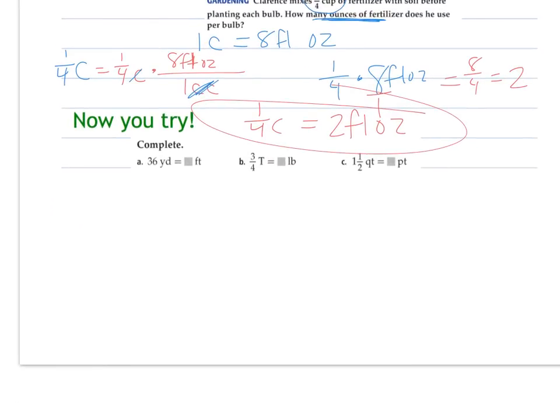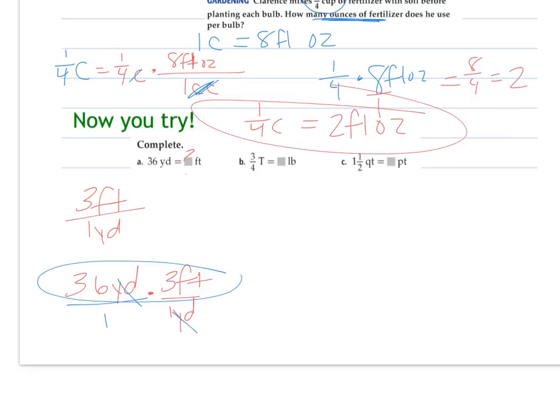Now you try. 36 yards is equal to how many feet? I know that there are 3 feet in 1 yard. So I set this up and do 36 yards times 3 feet over 1 yard, the unit ratio. Those yards cancel out. So I just do 3 times 36, which is 108 feet, which is equal to those 36 yards.